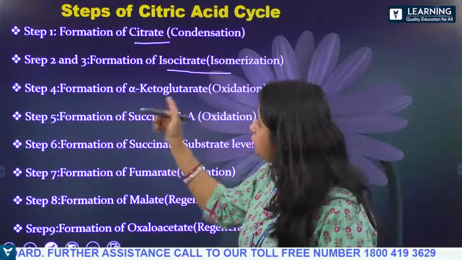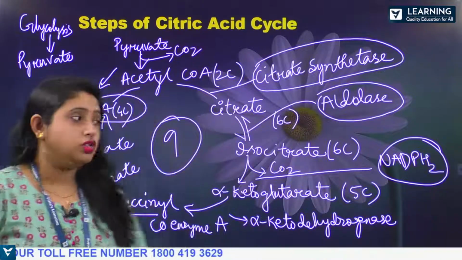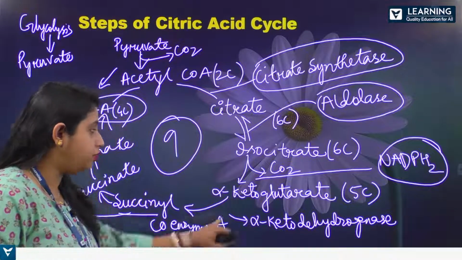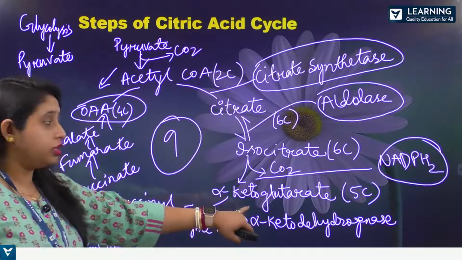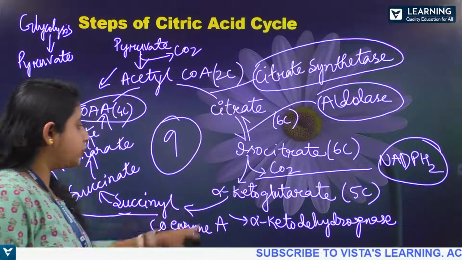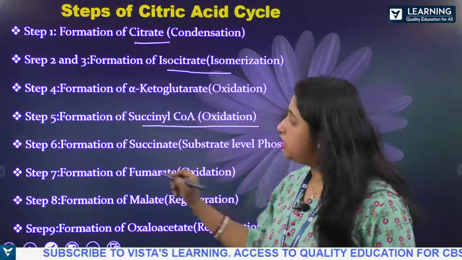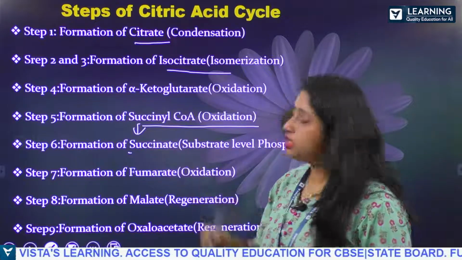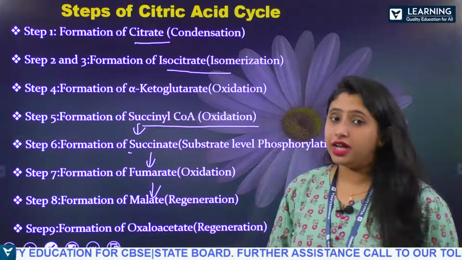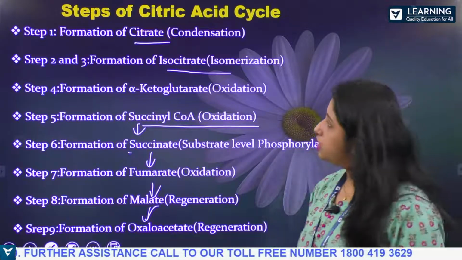Then the formation of alpha ketoglutarate. Here oxidation took place, so alpha ketoglutarate is formed, which is a 5-carbon molecule, and one of the carbon dioxide is lost, right? Next, from the alpha ketoglutarate, succinyl coenzyme A is formed. Then from succinyl coenzyme A, succinate is formed, then from succinate, fumarate, then fumarate to malate, and again malate is regenerated to oxaloacetic acid, right? So this is very, very simple.